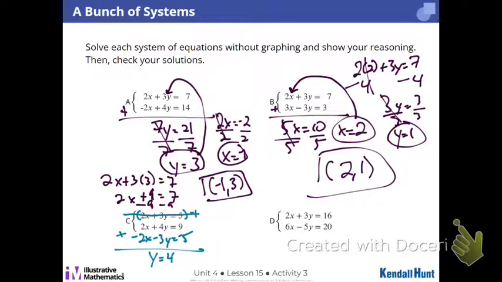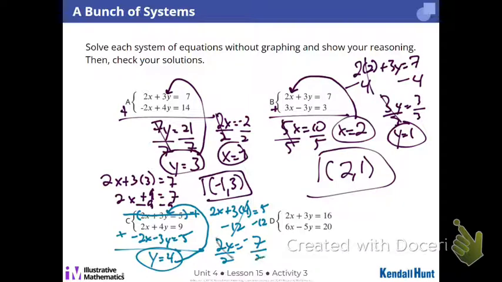Oh, that was kind of nice. And once I know that y is 4, I can plug it into either one. I'm going to choose to just go back to my original. Just 2x plus 3 times 4 equals 5. Subtract 12. Negative 7. So I got x is negative 3 and 1/2. There we go. There's my ordered pair.